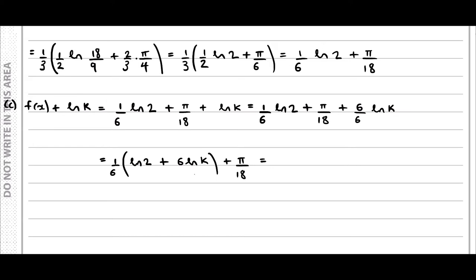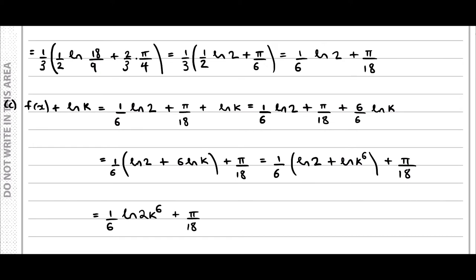So we have a sixth, and inside the bracket we have the natural log of 2, and if I power slide this 6 up, we have the natural log of k to the power of 6. Still, we add on pi over 18. So we have a sixth lots of, if I combine these logs, the natural log of 2k to the power of 6, and then we add on pi over 18. And that is our final answer.